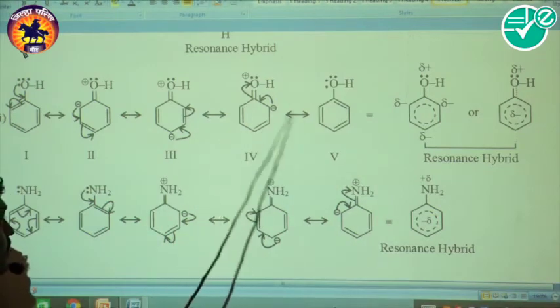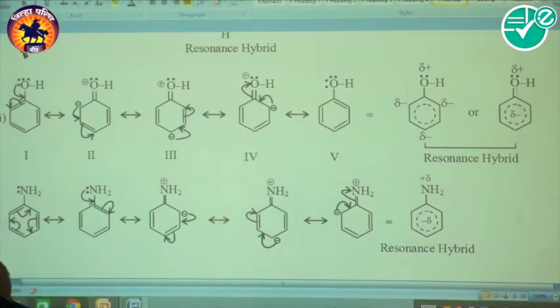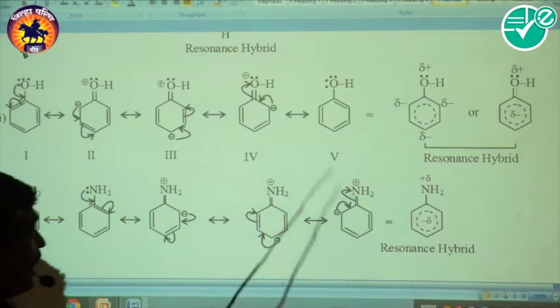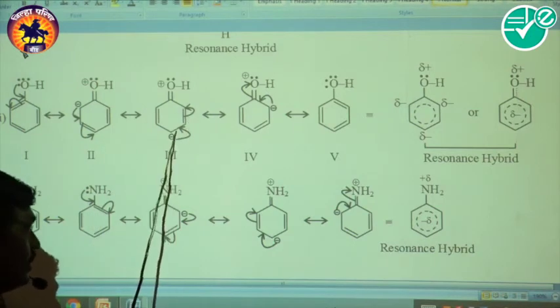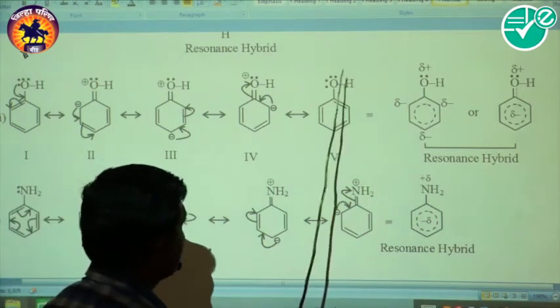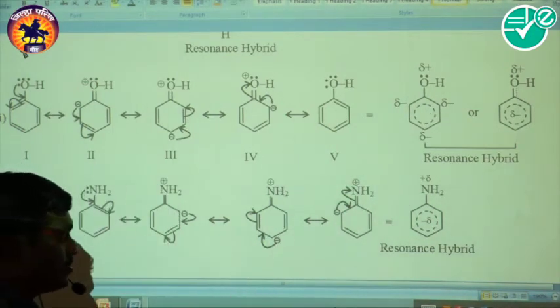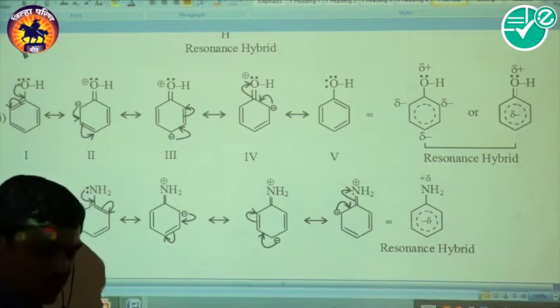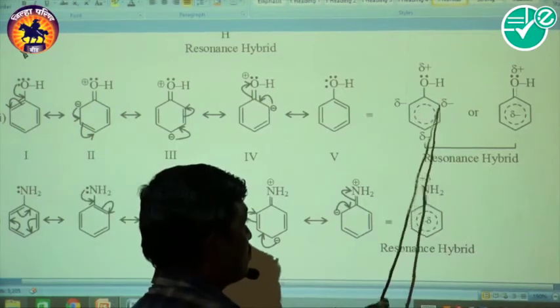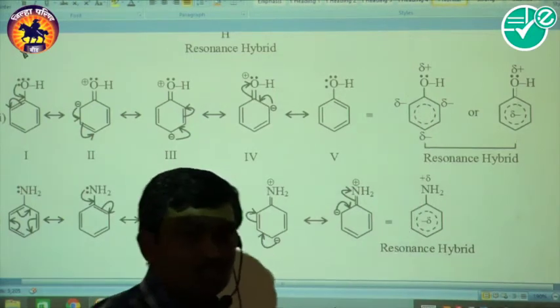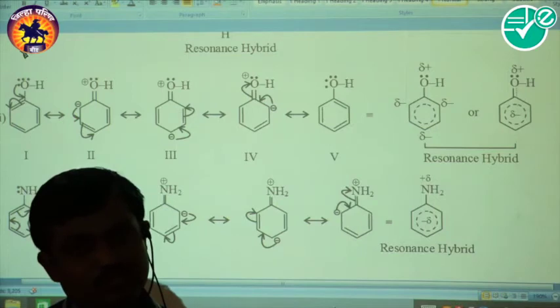In this way we observe resonance structures continuously, with delocalization of the negative charge taking place on the ring. Generally we observe it at the ortho and para positions, and here five resonance structures are observed. The more resonance structures, the more stability. This is the resonance hybrid, the average structure of two or more resonance structures.